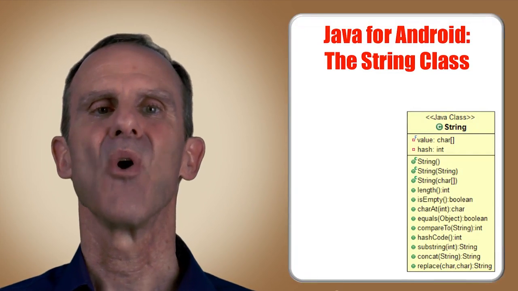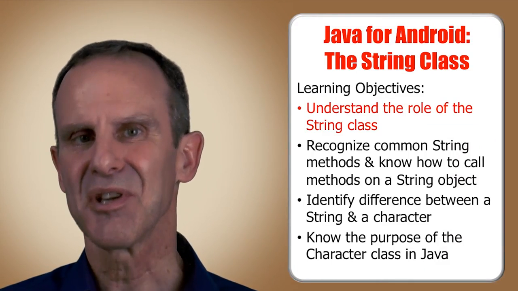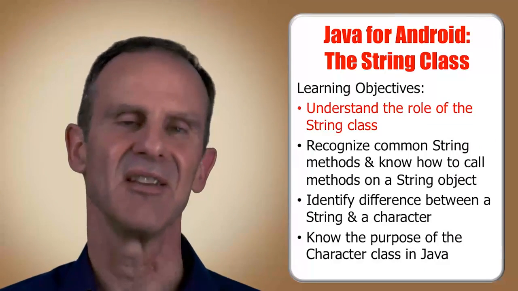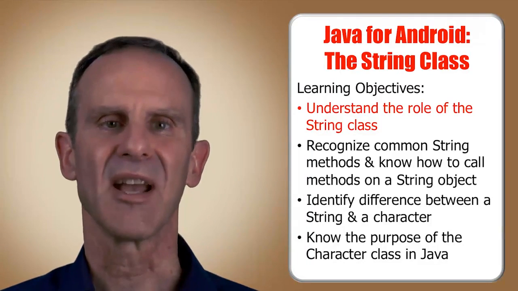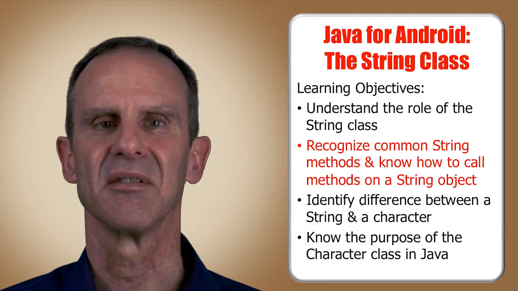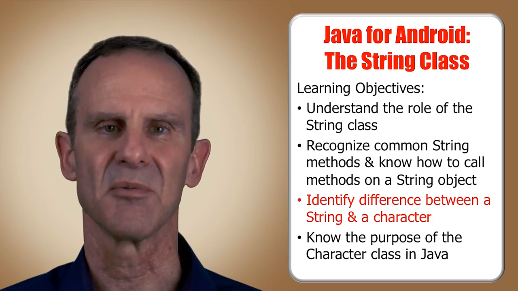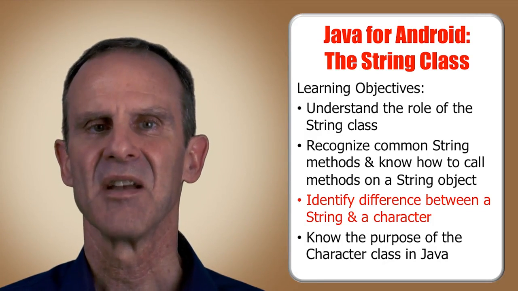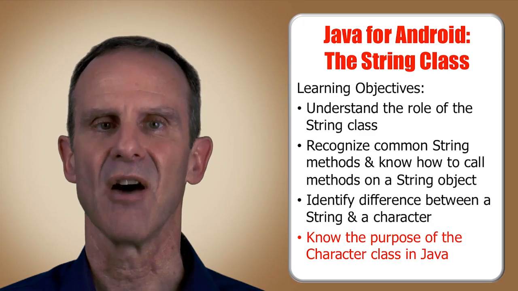This lesson gave you an overview of the Java String class. Now that you have completed this lesson, you should understand the role of the String class in defining string objects and calling methods on those objects. You also now recognize some of the common string methods. In addition, you should be able to identify the difference between a string object and a character value. Finally, you should know the purpose of the Character class and some of the methods it offers to clients.